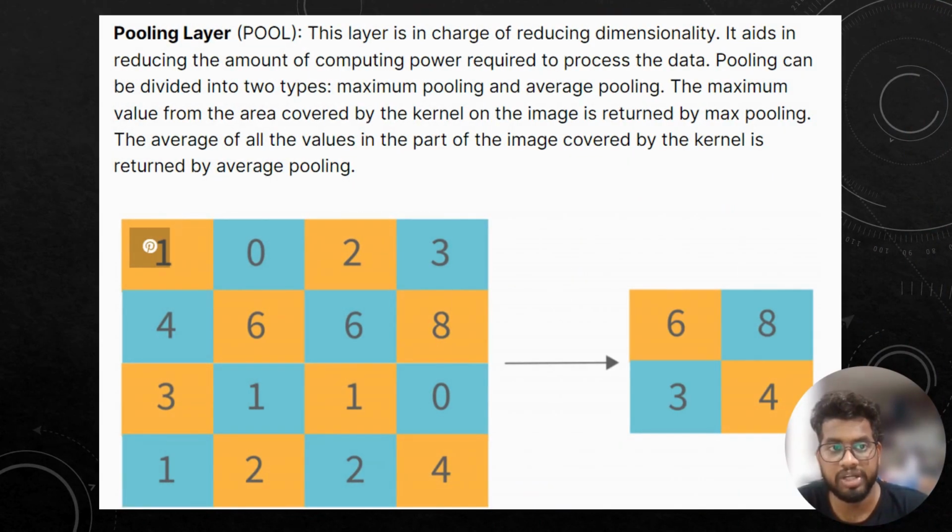Talking about the pooling layer. This layer is in charge of reducing dimensionality. It aids in reducing the amount of computing power required to process the data. Pooling can be divided into two types, maximum pooling and average pooling. The maximum value from the area covered by the kernel on the image is returned by max pooling. The average of all the values in the part of the image covered by the kernel is returned by average pooling.